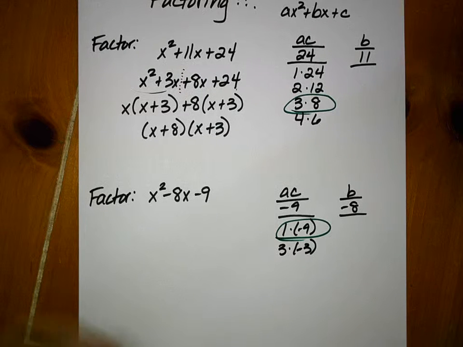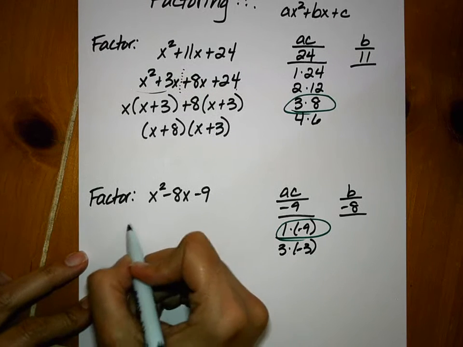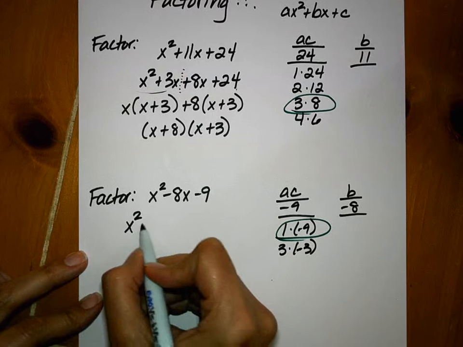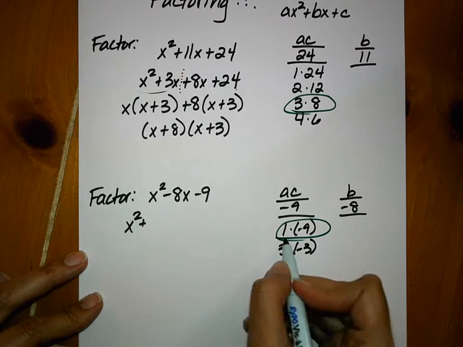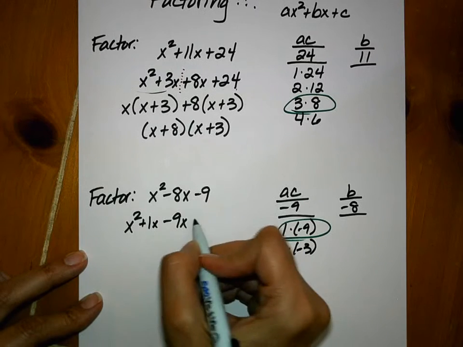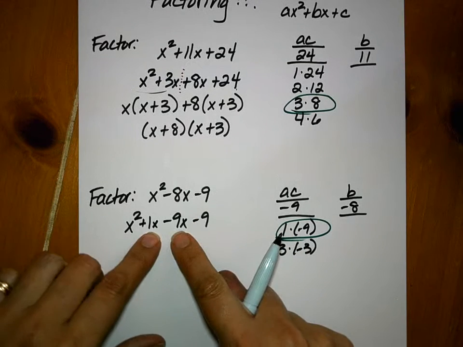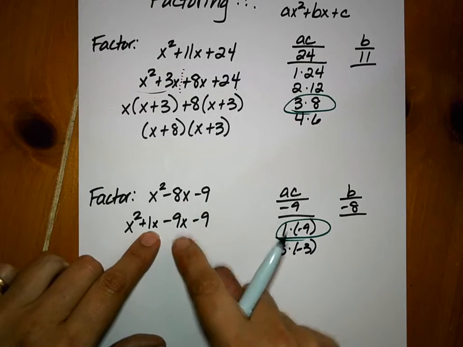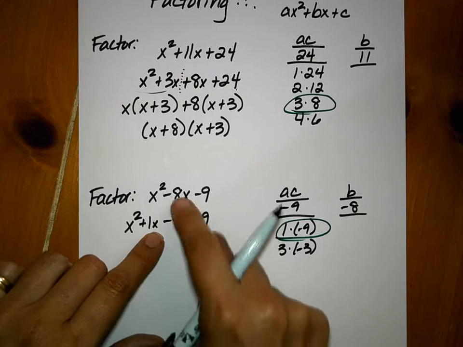And this is what we're going to replace our middle term with this time. I have x squared, I have a positive 1x, and a negative 9x, and then minus 9. Now double check here, if I combine those, would I get that? That tells you right there, am I doing this right?